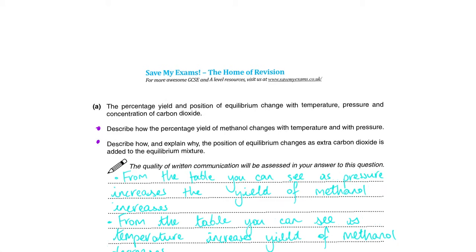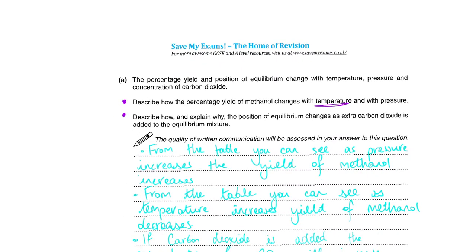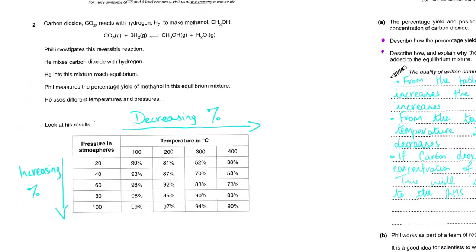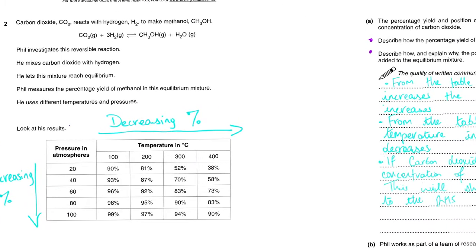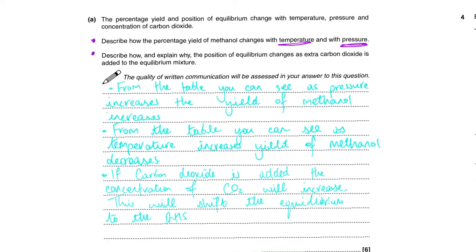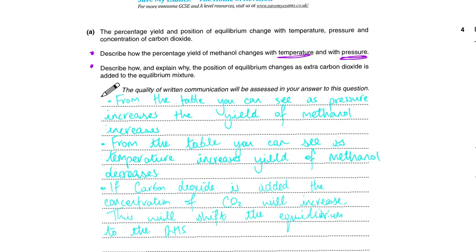So I'm going to look at that table. I've got to look at temperature and pressure. When I looked at that table, I spotted as I increase pressure, my percentages are going up in every column. And as I increase temperature, my percentages are going down. So that's the first thing I've spotted. So in my answer, I've put from the table, you can see as pressure increases, the yield of methanol increases. And from the temperature, you can see as temperature increases, the yield of methanol decreases.